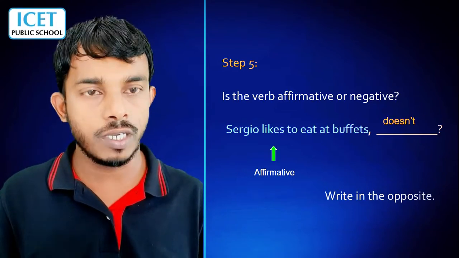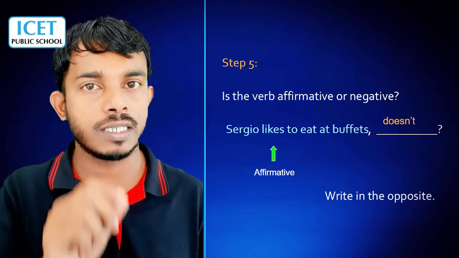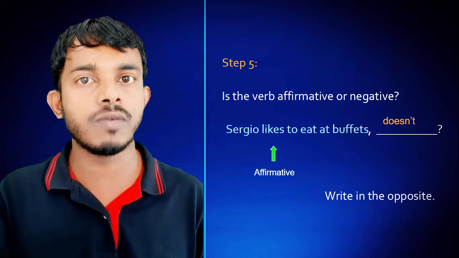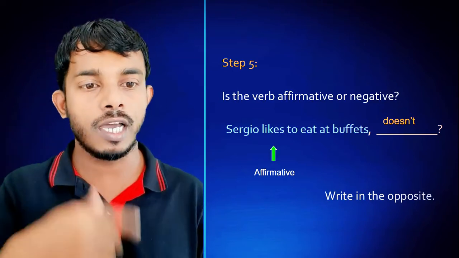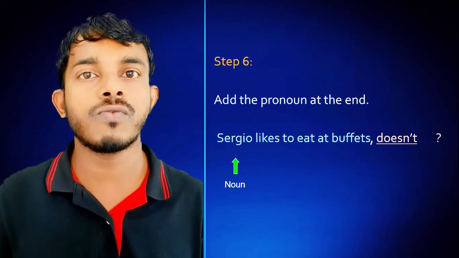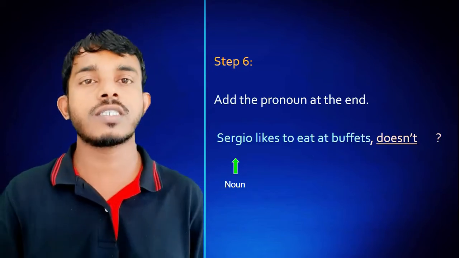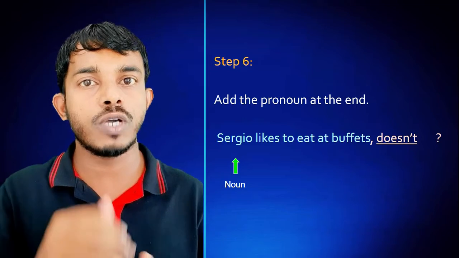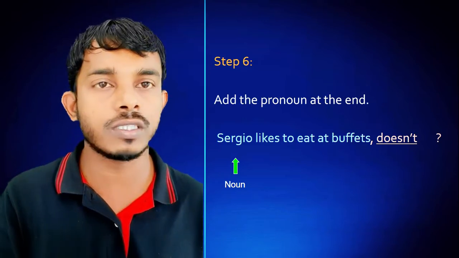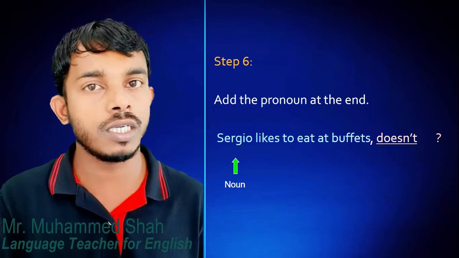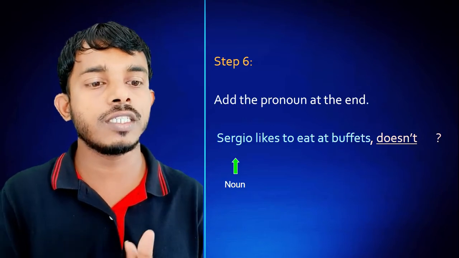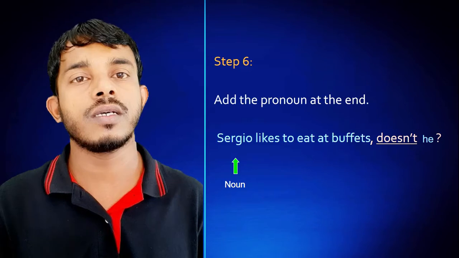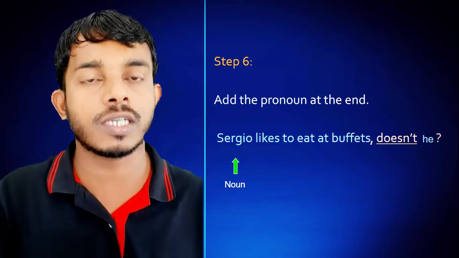Here we used doesn't as a negative question tag because the sentence is positive. When the sentence is positive, the question tag will be negative. I am moving on to the last step for forming a question tag. It is the 6th step: add the pronoun at the end. Here Sergio is the noun, so we know that it is not she, it is he. So the answer is, Sergio likes to eat at buffet, doesn't he? So it became complete. We got the complete question tag.